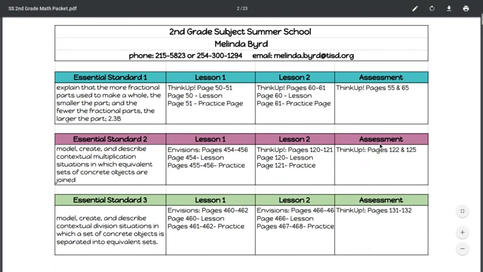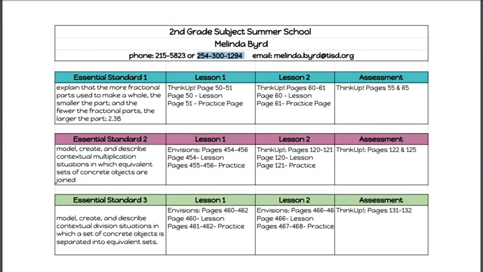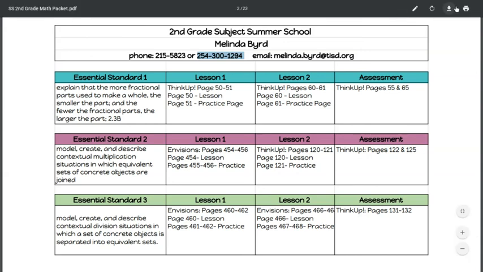Here's my contact information again. This number right here, 254-300-1294. You can text or call me at that number, and I will be able to respond to you either way. You're always welcome to send me an email, but please, please reach out to me if you need help or you get stuck on something, okay? That's what I'm here for. I hope y'all have a great summer.